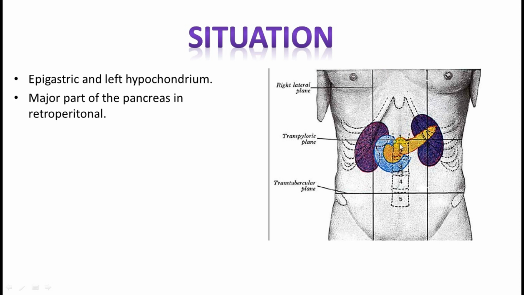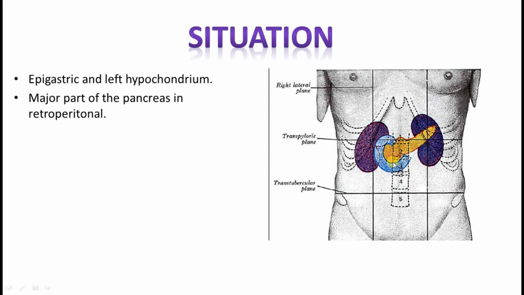So the major part, as I told you, is present behind the stomach. It is a retroperitoneal organ, which means it is covered by peritoneum only on the anterior aspect. That applies to the major part, because the tail part is actually peritoneal, as it is present within the two layers of the lienorenal ligament, a double layered fold of peritoneum.